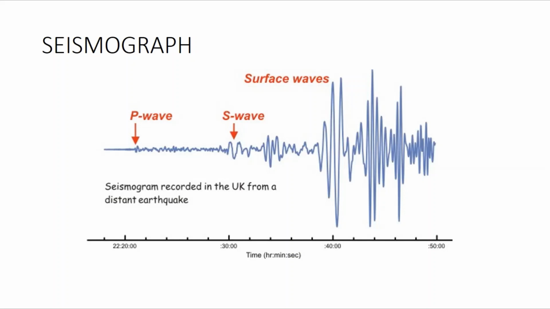This is a picture of a seismograph. As we can see in the picture, P wave is the fastest wave. P wave is the first wave that is recorded by the seismogram. S wave is the second wave, coming after P wave. Surface wave is the wave that comes after body wave.